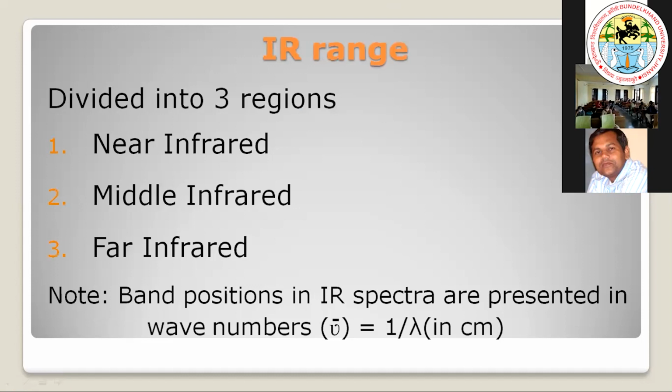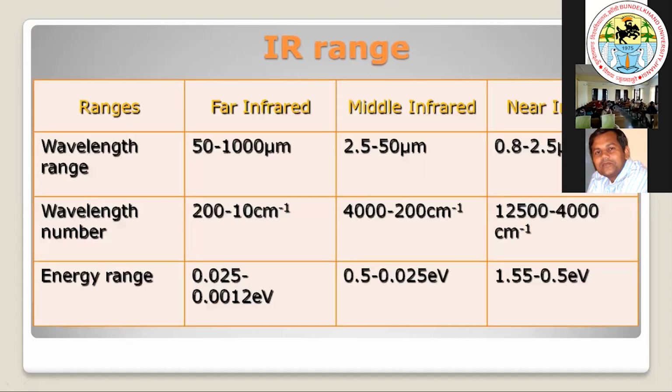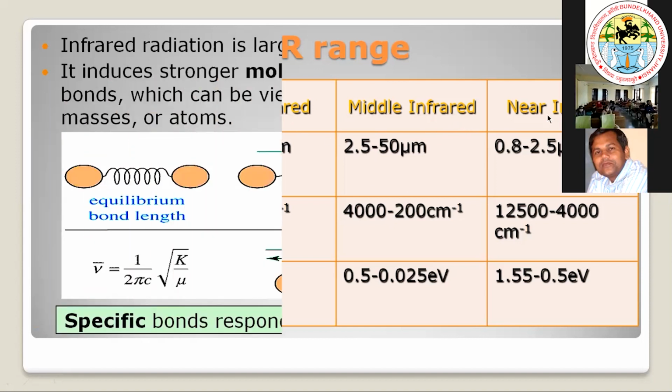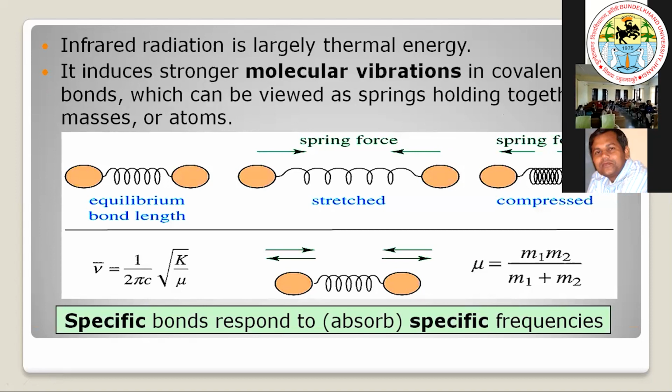There are three different kinds of IR region, that is near infrared, mid infrared and far infrared. This is the basic comparison of the different infrared regions. The spectroscopic technique which you use for the analysis of your sample belongs to the mid infrared region. You are generally not performing your experiment in far infrared or near infrared. Yes, this is the basic principle related to IR spectroscopy.